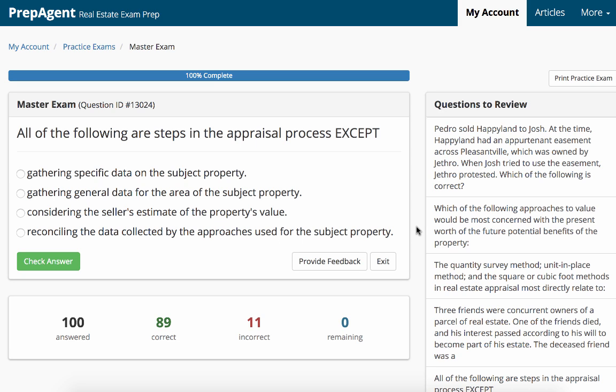All of the following are steps in the appraisal process except considering the seller's estimate of the property's value.